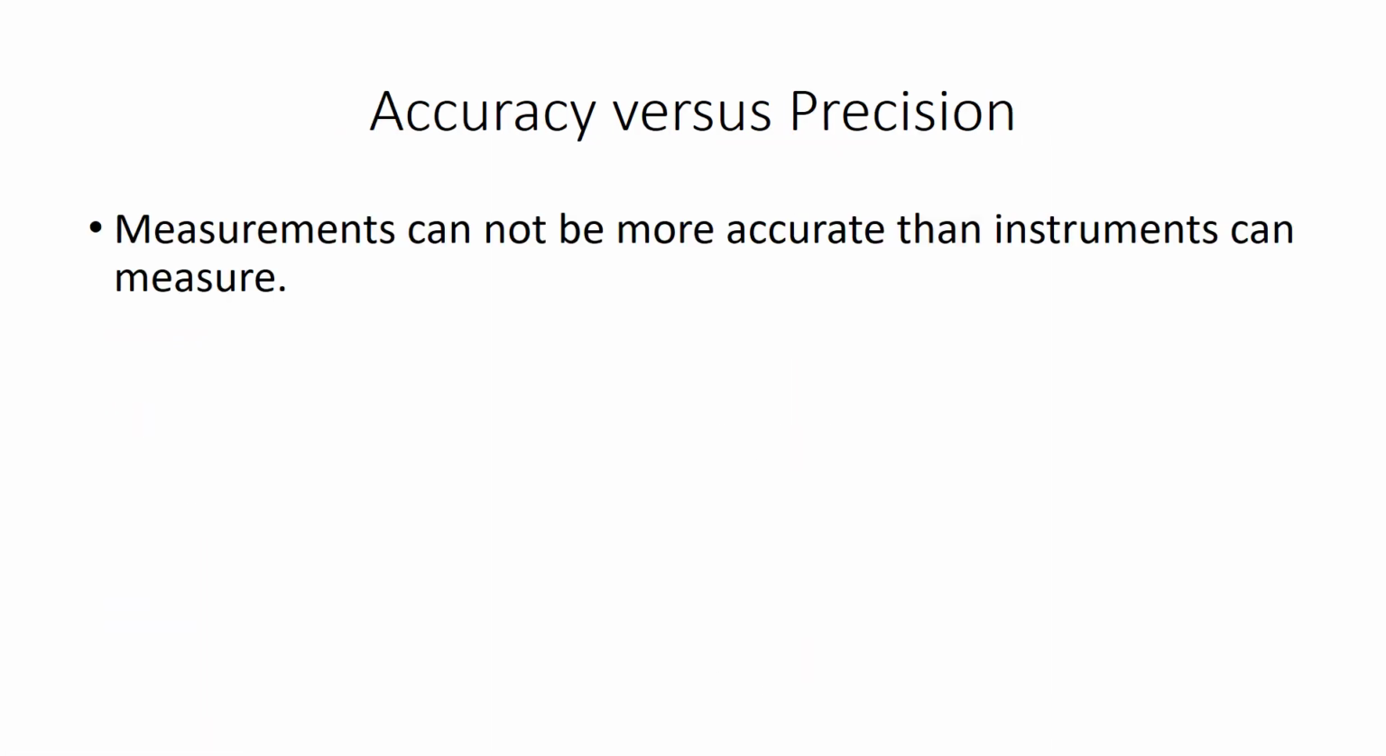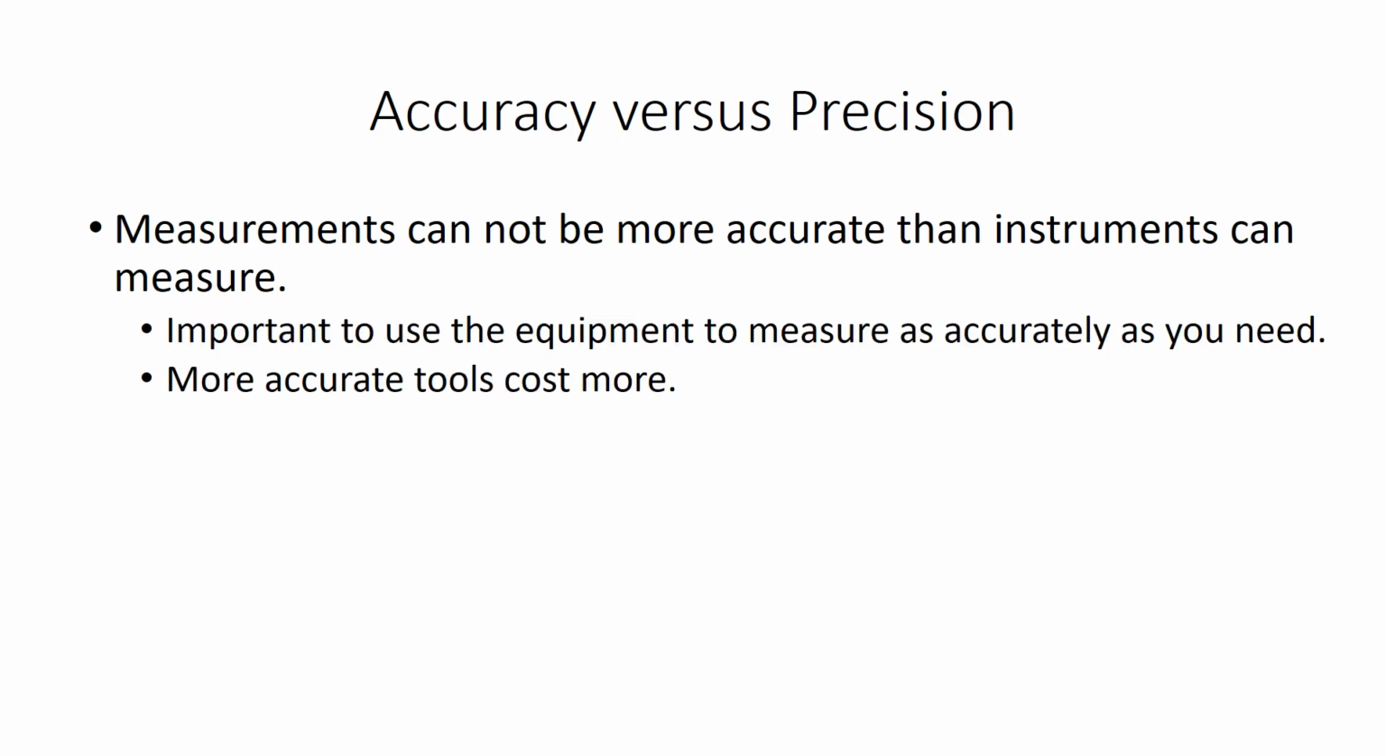And in this one, only 2 significant digits. The 2 most important ideas I hope you get out of this lesson: measurements cannot be more accurate than instruments can measure. You have to depend on your instrument. It's important to use equipment that can measure as accurately as you need. However, the more accurate tools cost more usually. So you should invest in equipment that is good enough for what you intend to use it for. You can spend a lot of extra money on something you won't really need, but if you really need that level of accuracy, you need to invest in that tool.